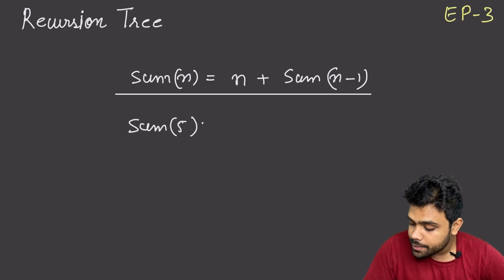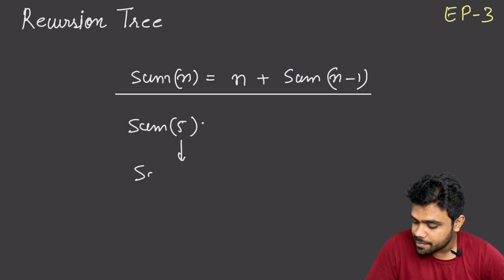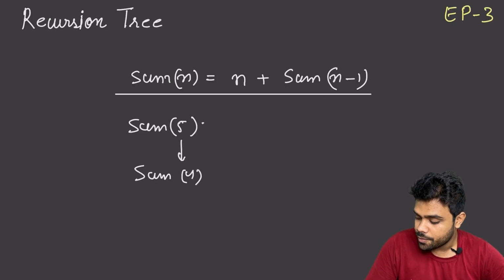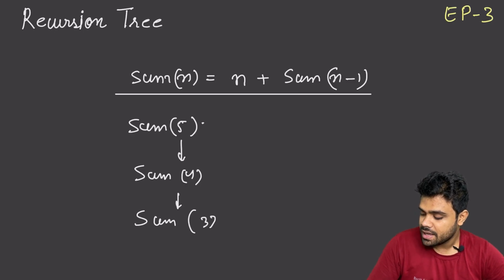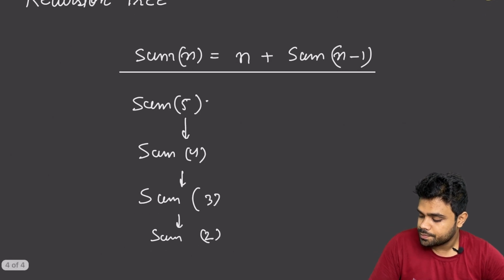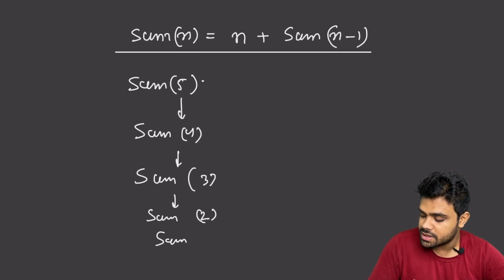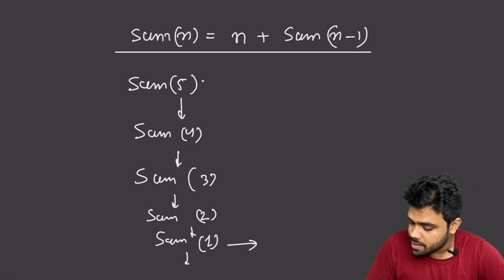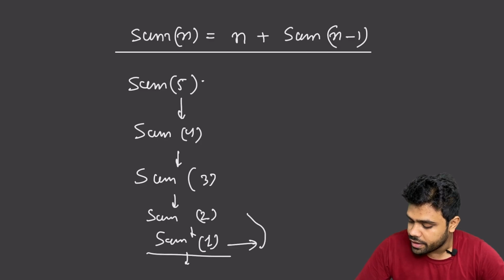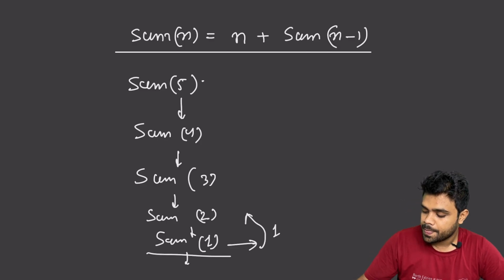It's going to make a call on sum with a value 4. It's going to make a call to sum with a value 3. This is going to make a call to sum with a value 2. It's going to make a call to sum with a value 1. And from here it will return, because this is the base condition. It will return what value? It will return 1.